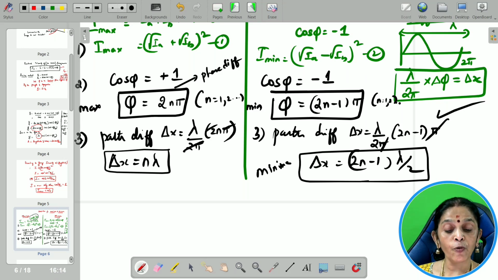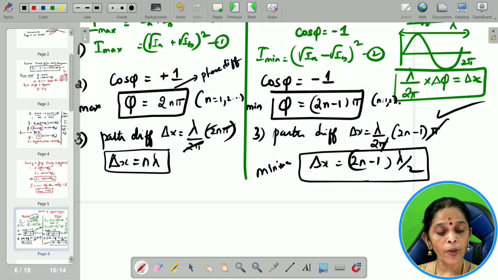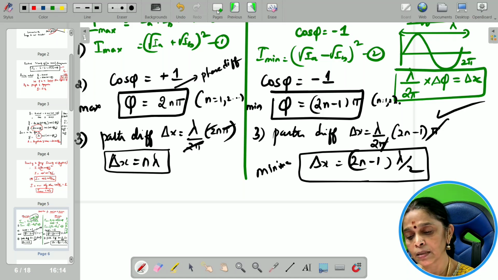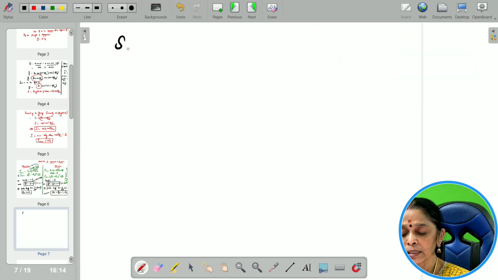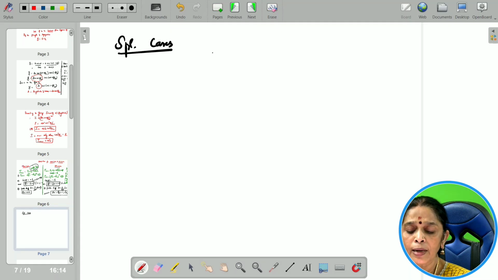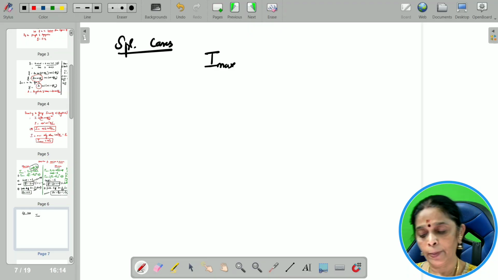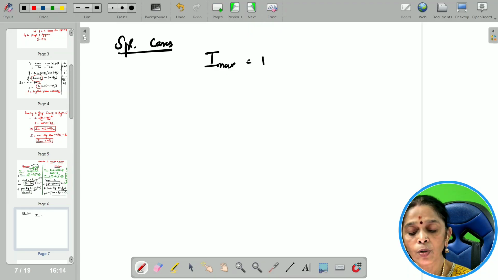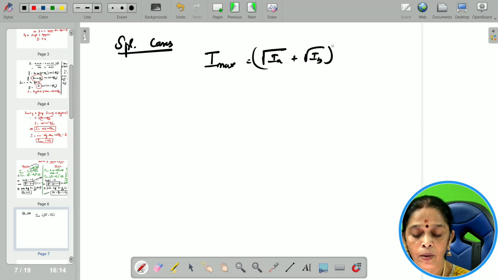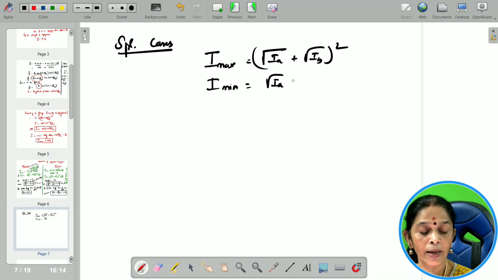Similarly, for minima, phase difference is (2n minus 1) times pi and path difference is (2n minus 1) times lambda by 2. Okay, right, next. Now, special cases. We know that I max is equal to (root of IA plus root of IB) the whole square. And what is I minima? That is equal to (root of IA minus root of IB) the whole square.